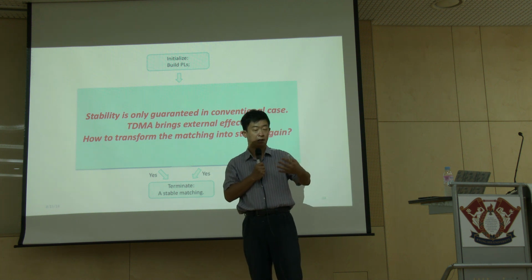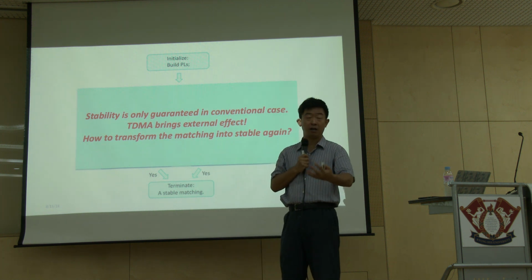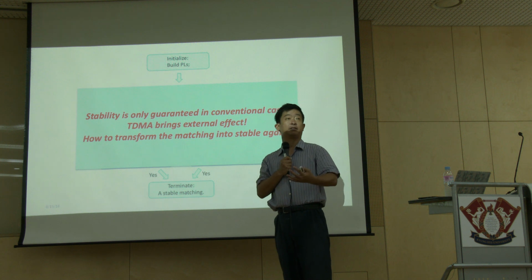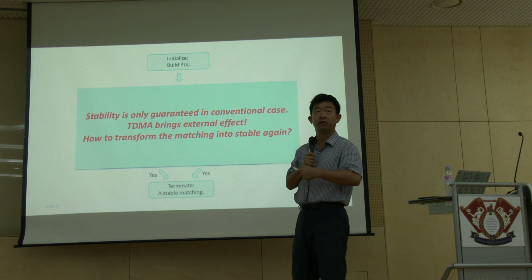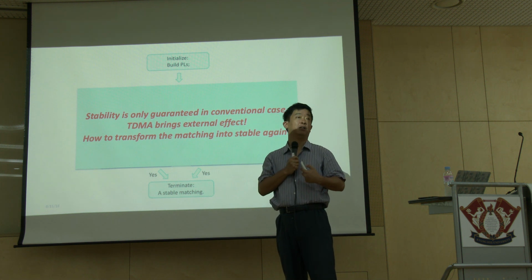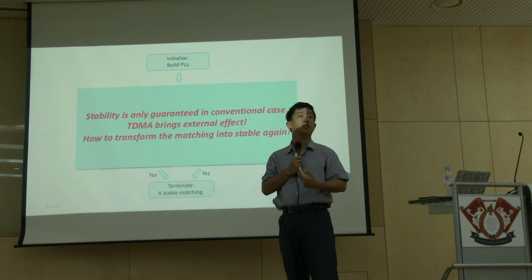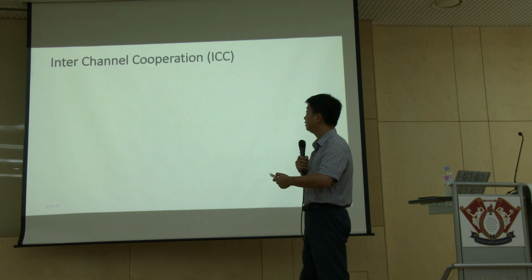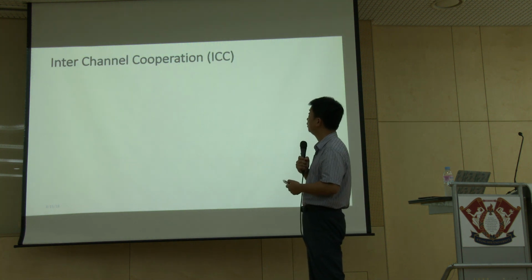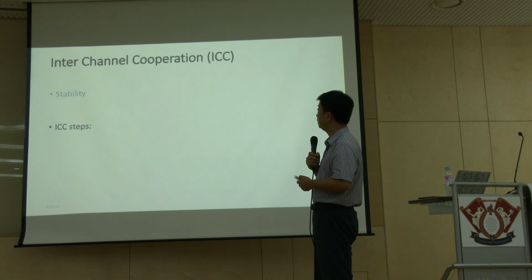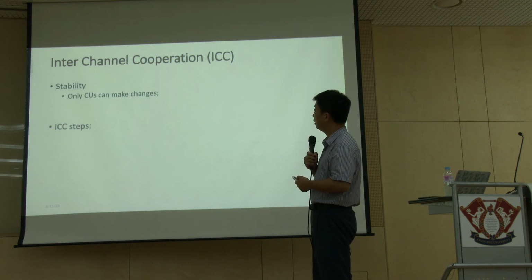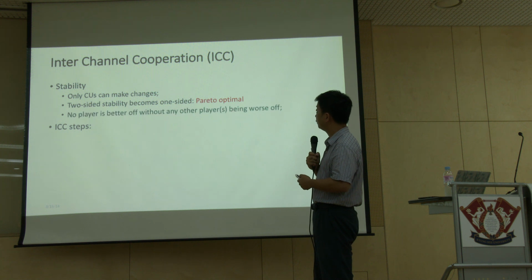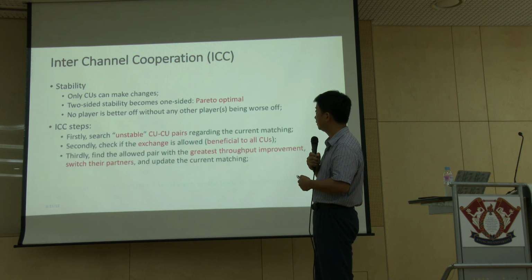So in this case, whoever comes first, no matter whether or not this user is the best fit for this channel, it is the case. So for such matching, there is this problem, and it might reach a very poor local optimum. So in this case, we need inter-channel cooperation. We want a stable matching, and also Pareto optimal, and in this case, we will have this kind of exchange.